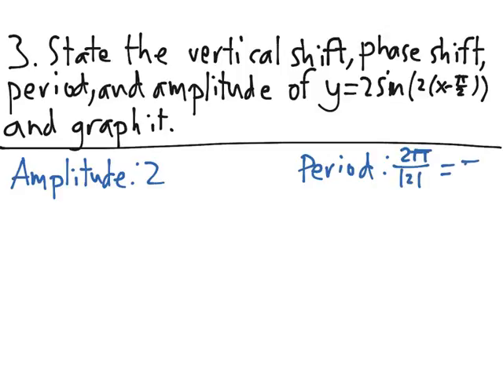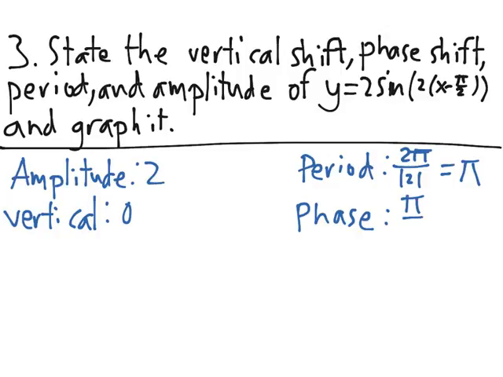we just get pi. Now for the vertical shift, there should be none, since the sine function is not added to any constants, so we have 0. And for the phase shift, we have x minus pi over 2 inside of the sine. Even though it's multiplied by 2, this is still going to shift the function pi over 2 units to the right, and the phase shift is pi over 2. Now let's graph this function.